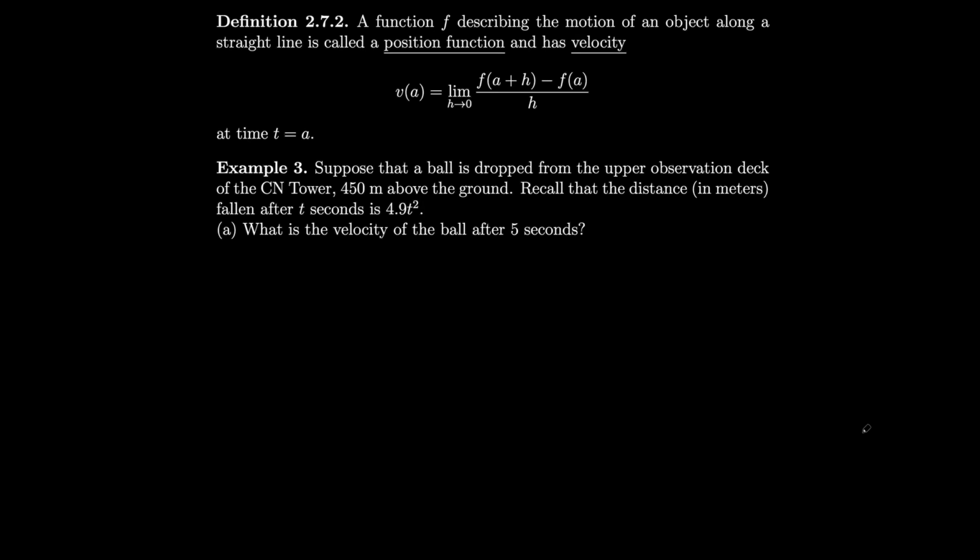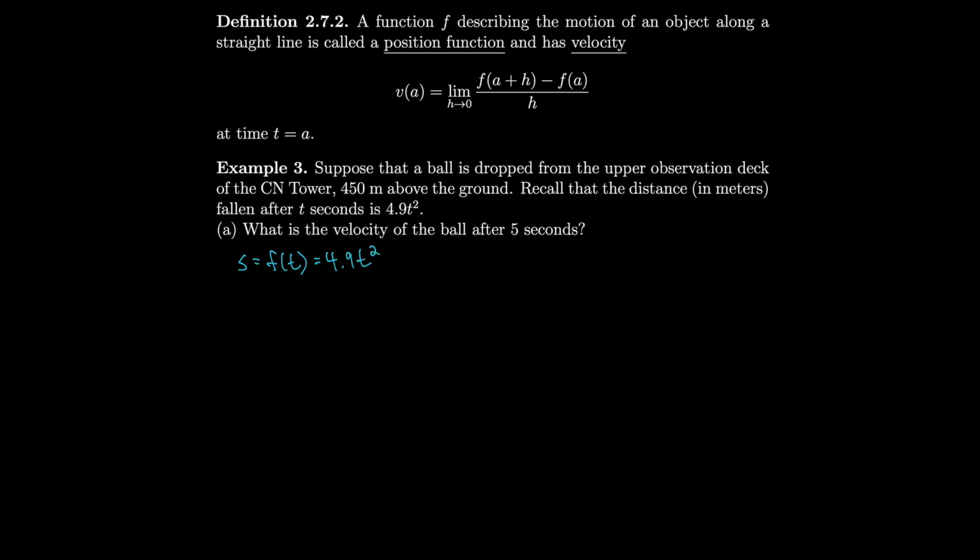A function f describing the motion of an object along a straight line is called a position function and has velocity v of a equal to the limit as h goes to 0 of f of a plus h minus f of a over h at time t equals a. So as an example, suppose that a ball is dropped from the upper observation deck of the CN Tower, 450 meters above the ground. Recall the distance in meters fallen after t seconds is 4.9 t squared. So that means that our position function s is f of t is 4.9 t squared.